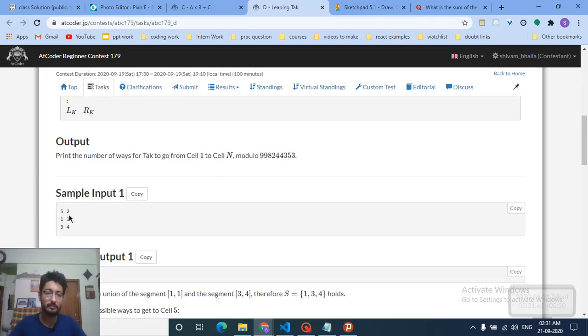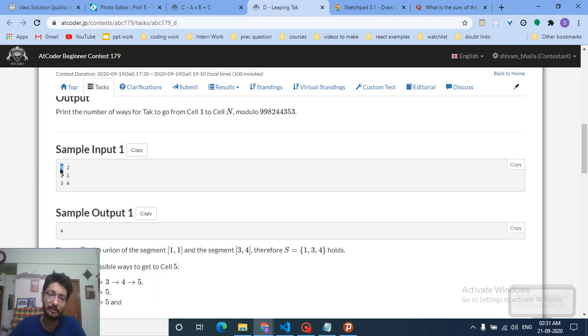As you can see from the example, which I will go down to in the question, there is a number line of size 5 and there are two segments, from 1 to 1 and 3 to 4. If there is a segment from 1 to 1, how many numbers are there? Only 1. If there is a segment from 3 to 4, how many numbers are there? 3 and 4. So if you do a union of these two segments, you take all the numbers from these segments and put them in a set. So this is the union, which is 1, 3 and 4.